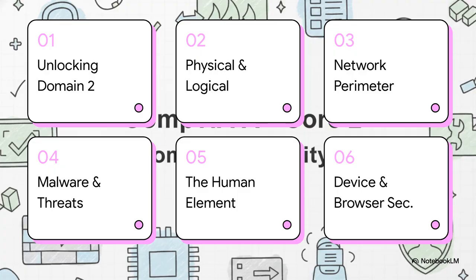Here's our roadmap for the day. First, unlocking Domain 2 security. Second, physical and logical defenses. Third, securing the network perimeter. Fourth, malware and system vulnerabilities. Fifth, the human element. And finally, number 6, device and browser hardening.